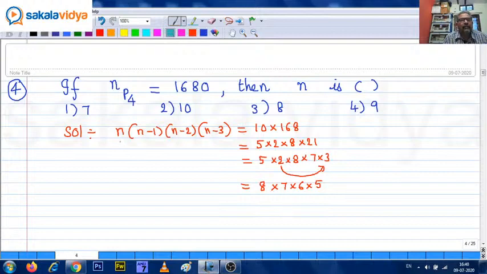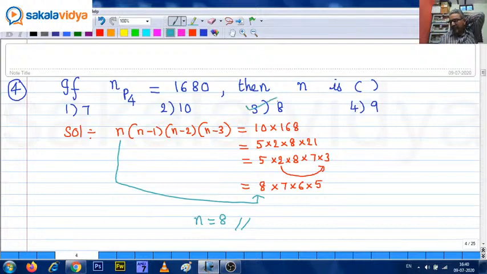That means now n is equal to 8. Therefore n equals 8. Third option is the right option.